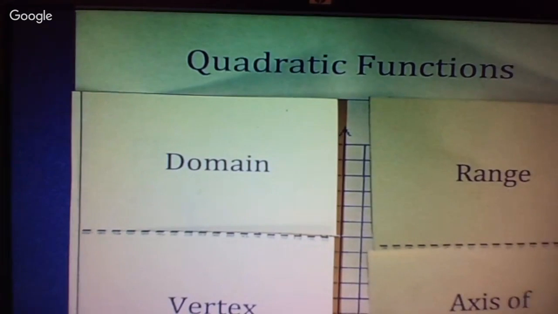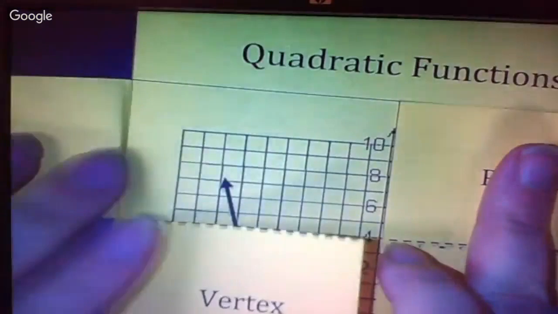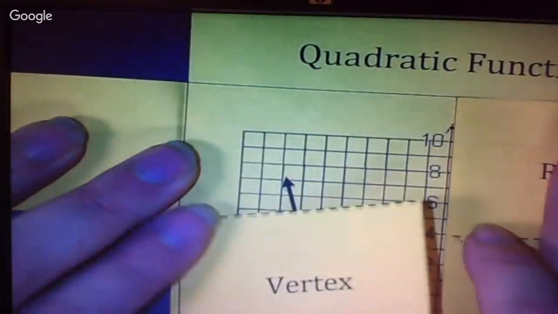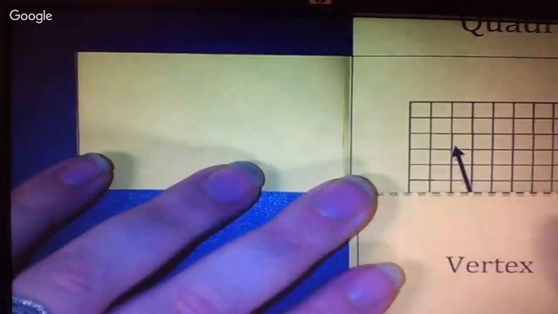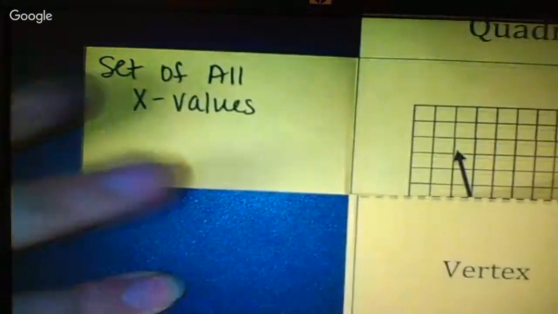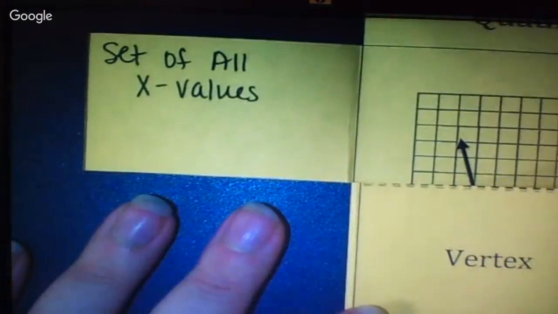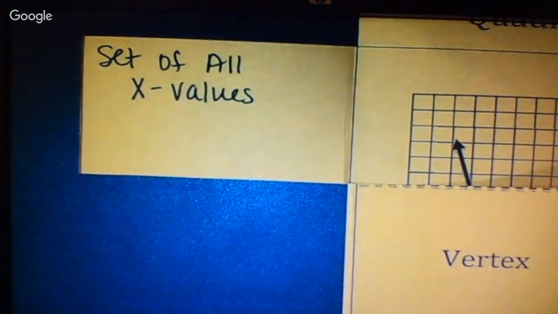Okay, so your domain, if you open up this flap, this is the set of all x values. Okay, set of all. Your range is your set of all your y values.